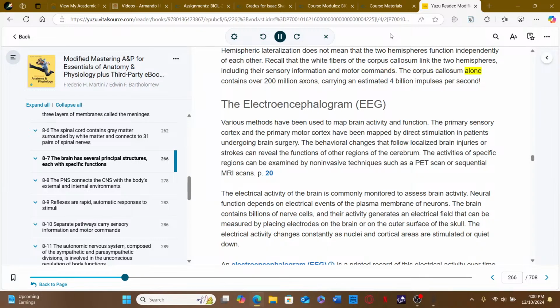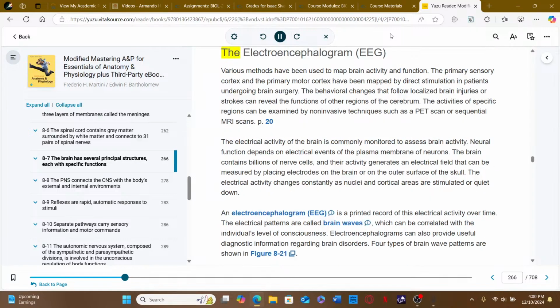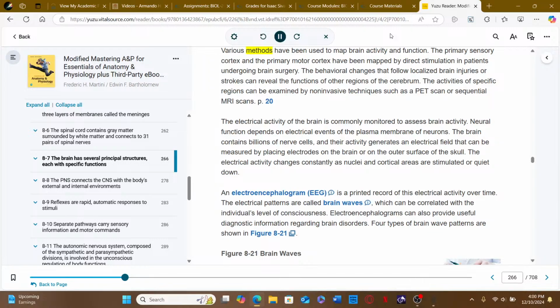The corpus callosum alone contains over 200 million axons, carrying an estimated 4 billion impulses per second. The electroencephalogram, EEG. Various methods have been used to map brain activity and function. The primary sensory cortex and the primary motor cortex have been mapped by direct stimulation in patients undergoing brain surgery. The behavioral changes that follow localized brain injuries or strokes can reveal the functions of other regions of the cerebrum. The activities of specific regions can be examined by non-invasive techniques such as a PET scan or sequential MRI scans.